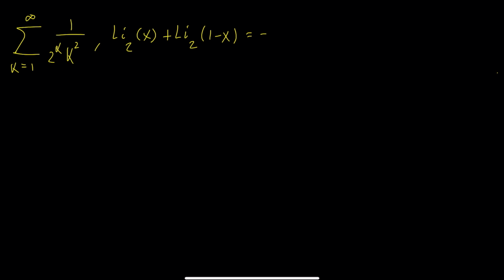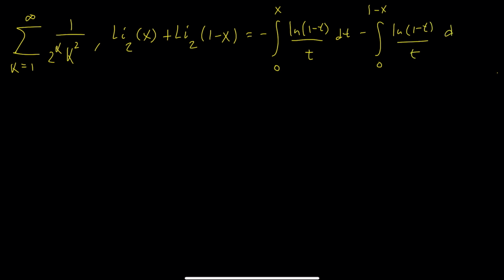So this will be negative the integral from 0 to x, the natural log of 1 minus t over t dt, and then minus the integral from 0 to 1 minus x of the natural log of 1 minus t divided by t dt. And from here we'll make a substitution on the second integral. So we're going to let t equal 1 minus s. So that means that t1 will be 1 and t2 will be 1 minus x, which is 1 minus 1 plus x, which is equal to x.